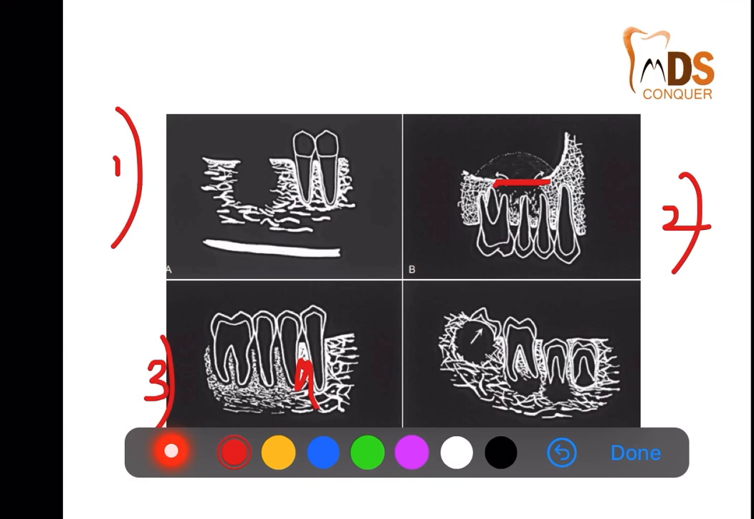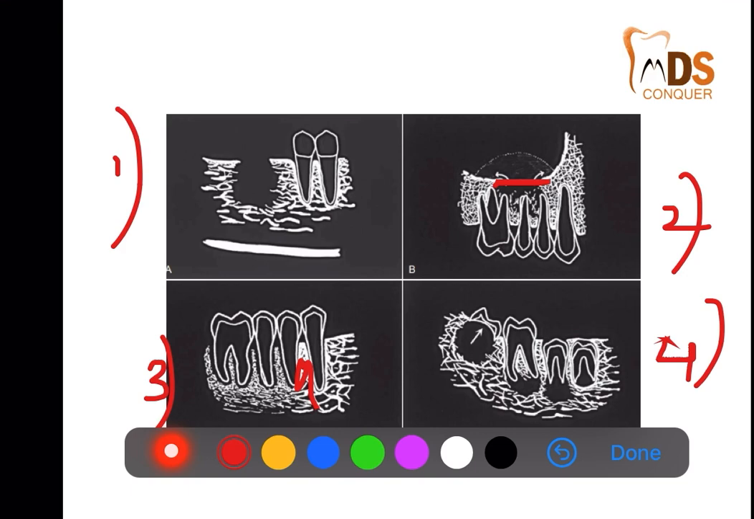The first one we have discussed. Second one is perforation of the cortical plate. Third one is the invasion, where the tumor will invade along the periodontal membrane space, causing the thickening of the periodontal space irregularly. Okay, if you see the fourth one now, there are multifocal lesions.